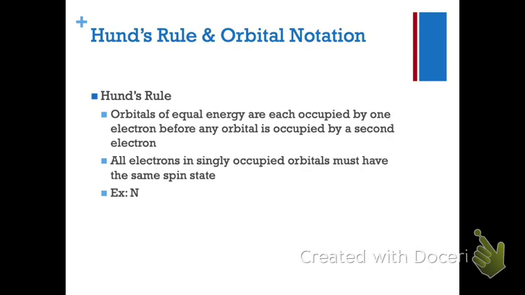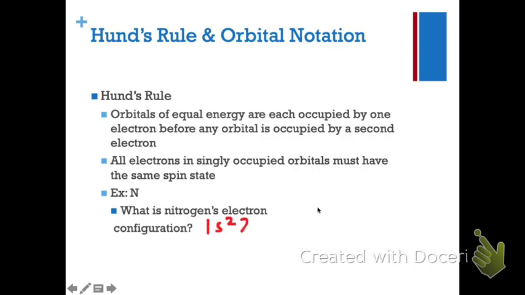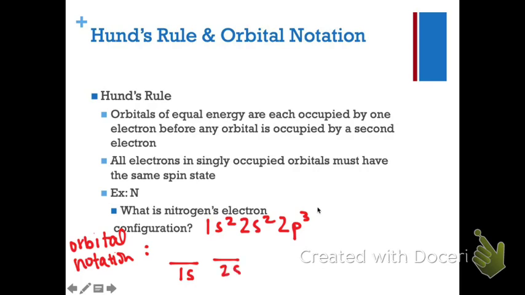Nitrogen's electron configuration, I'll give the whole electron configuration, is 1s2, 2s2, 2p3. Agreed? That's the electron configuration. Now the orbital notation is when we draw it out. So here we go. We're going to draw all of our orbitals individually: the 1s orbital, the 2s orbital, and the 2p orbitals.